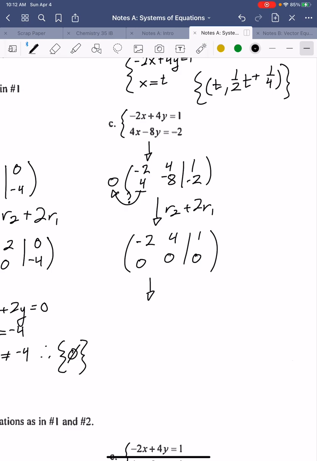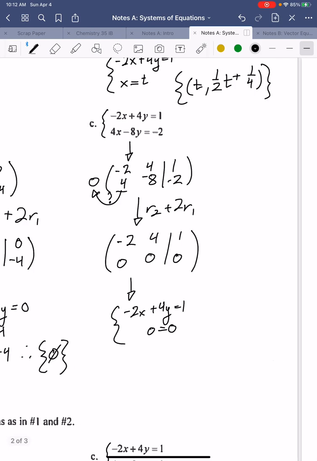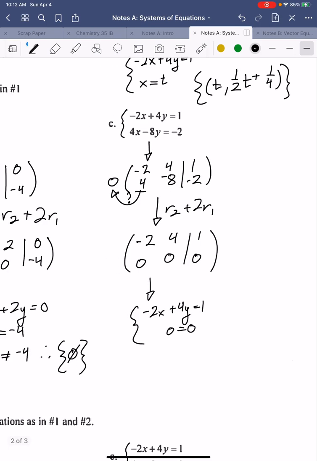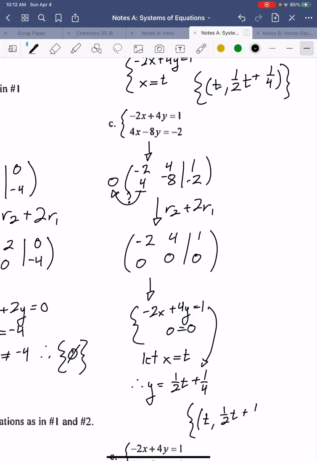So turning it back into a system, we have -2x plus 4y equal 1, and then we have 0 equals 0. Infinitely many solutions, right? So let's let x equal t. Therefore, y equals 1 over 2t plus 1 over 4 from plugging it into this equation. So thus, our solution to this thing is the following: t, 1 over 2t plus a fourth. That's our solution.